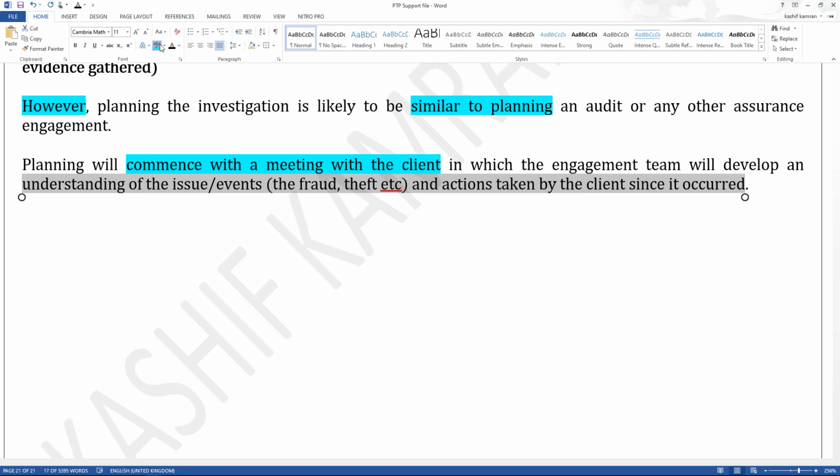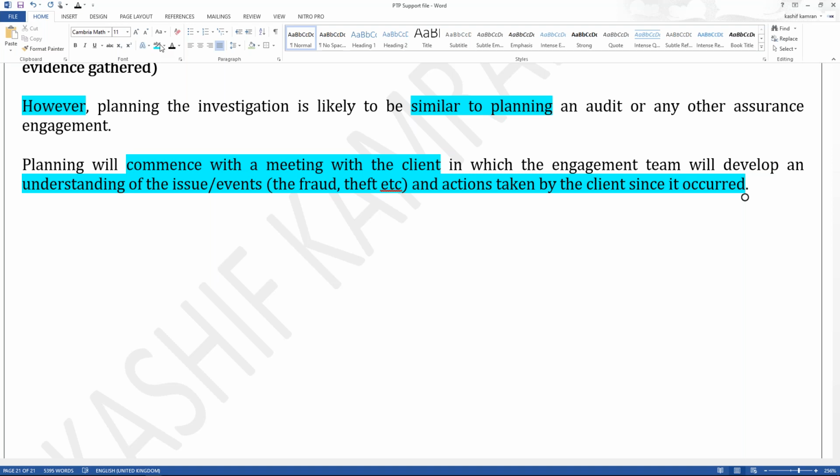So the client will meet with you and guide you about how the fraud took place, who was the whistleblower, who informed the client of the fraud, and what actions the management has taken since the fraud took place. Will the auditor be interested in knowing what actions the management has taken since the fraud took place before hiring them as an auditor?